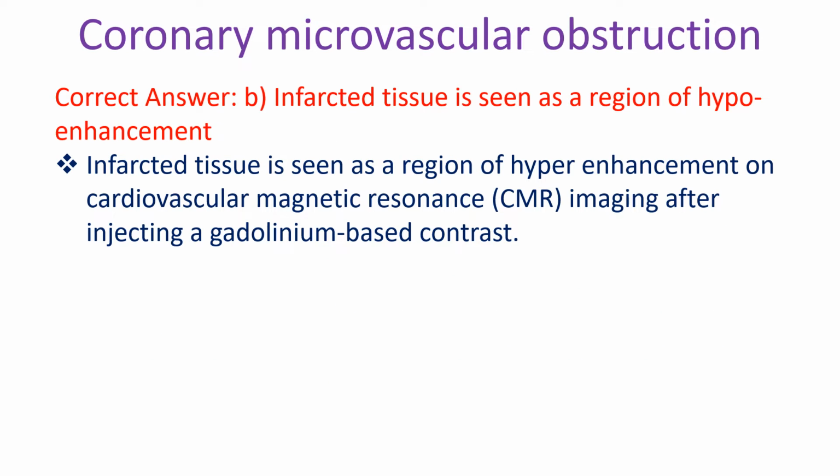Correct answer B. Infarcted tissue is seen as a region of hypoenhancement. Infarcted tissue is seen as a region of hyperenhancement on cardiovascular magnetic resonance imaging after injecting a gadolinium based contrast.